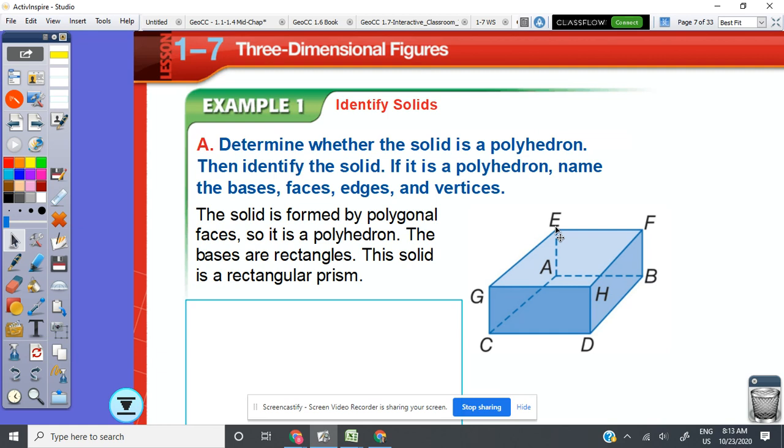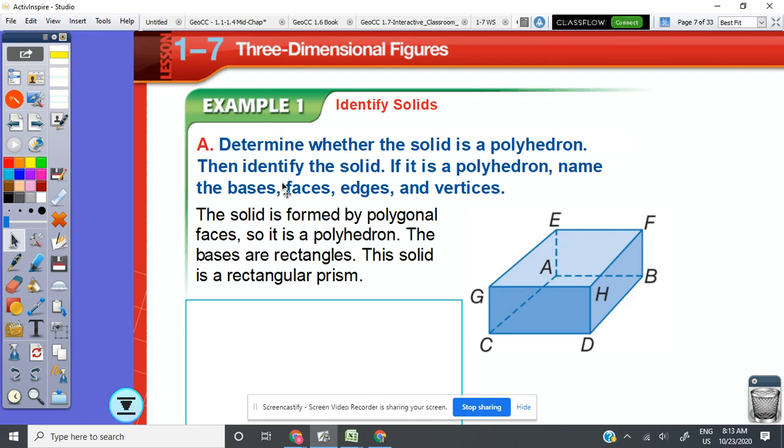Okay, the second answer for the base is E, F, H, G. If I started here in the top left on the bottom one, I always start naming it the same way when I name the top base. Remember, bases are top and bottom. Okay, so that's the two bases.